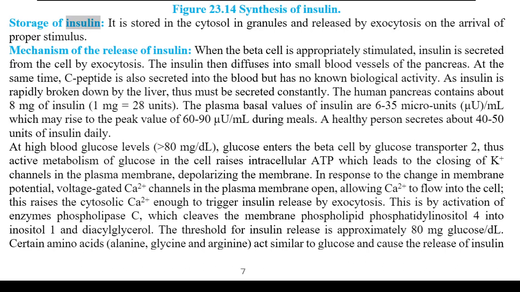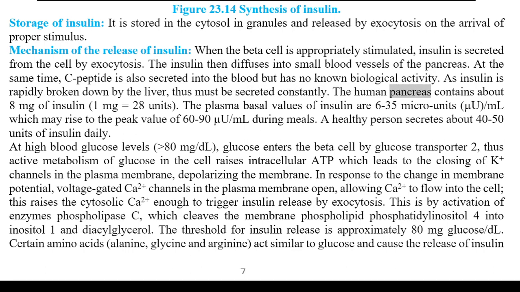Storage of insulin. It is stored in the cytosol in granules and released by exocytosis on the arrival of proper stimulus. Mechanism of the release of insulin. When the beta cell is appropriately stimulated, insulin is secreted from the cell by exocytosis. The insulin then diffuses into small blood vessels of the pancreas. At the same time, C-peptide is also secreted into the blood but has no known biological activity. As insulin is rapidly broken down by the liver, it must be secreted constantly.